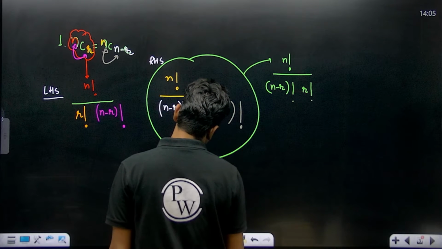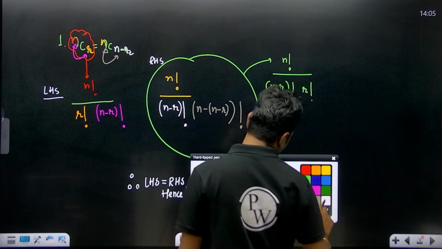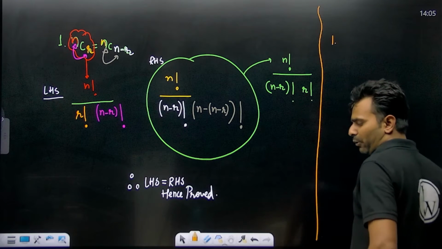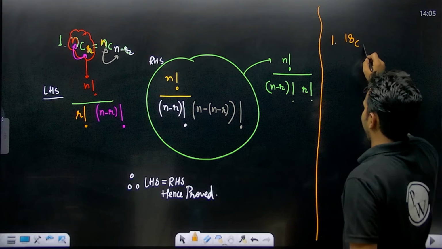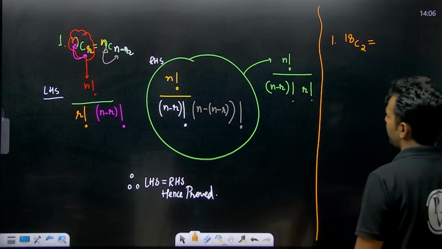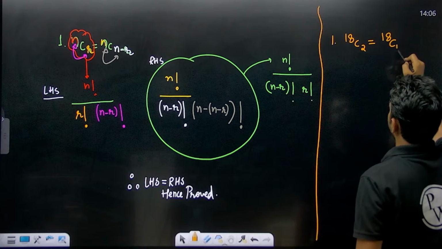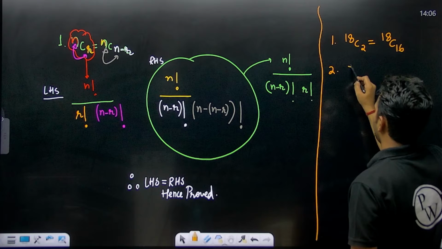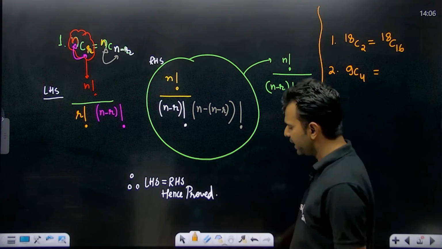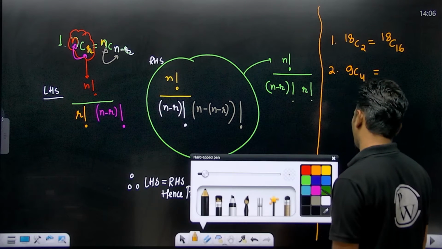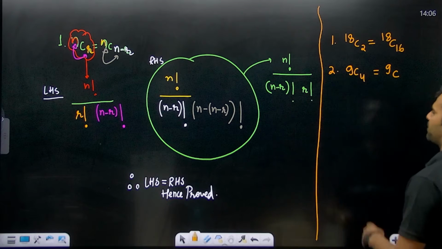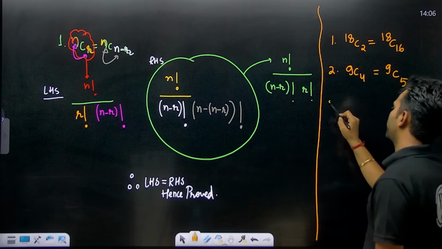Okay, let's understand the usage of this property. Number 1, take the example 18C2. If you use this property, nCr equals nC(n minus r), so it will be equal to 18C16. Yes or no? If you talk about 9C4, this will be equal to 9C what? Apply this property and tell me: 5. Yes or no? Let's do one more example.